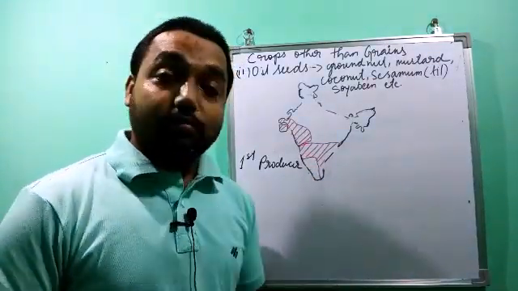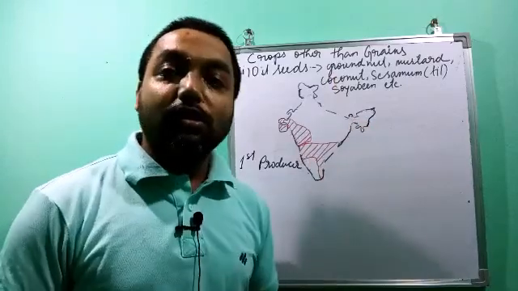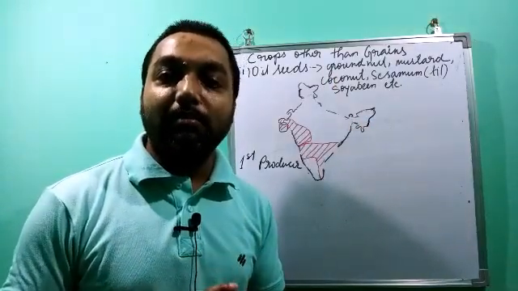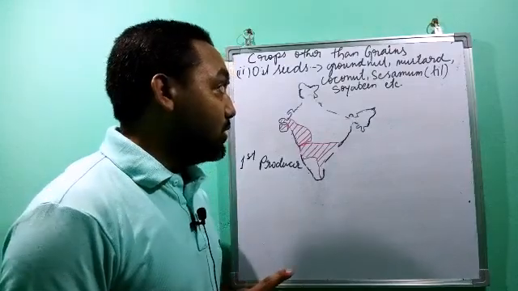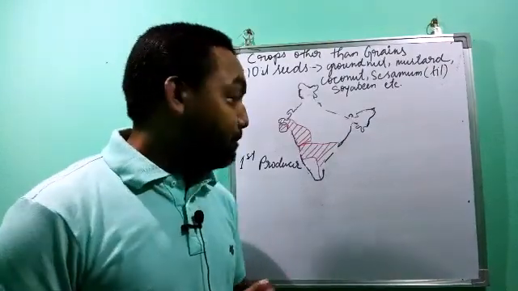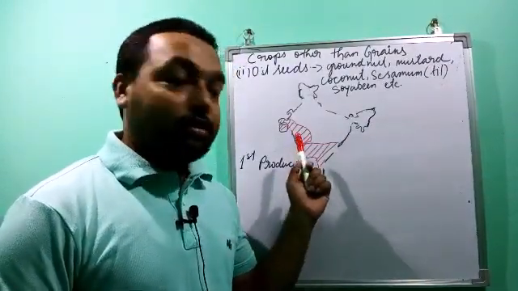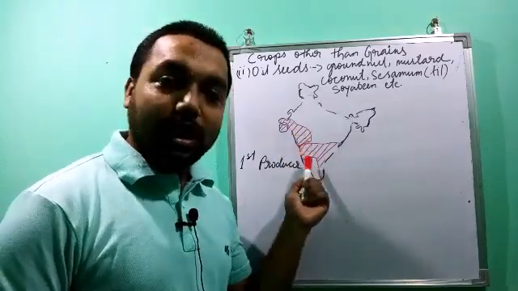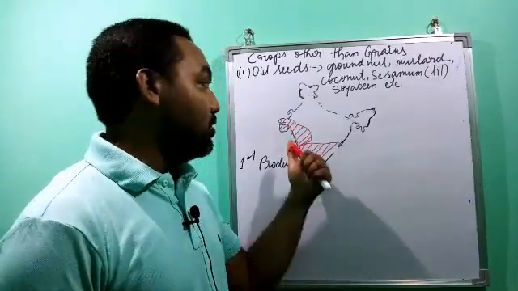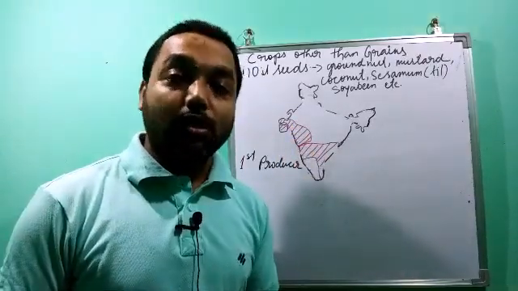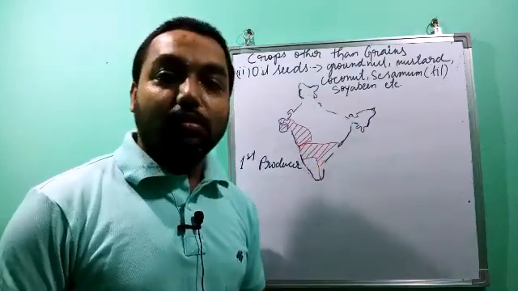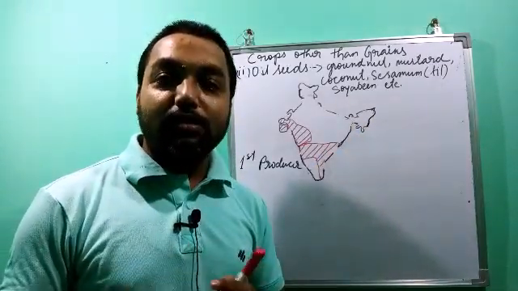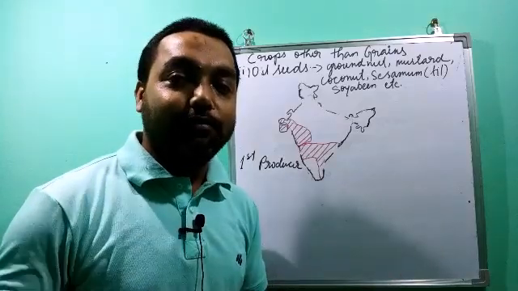Now first we see groundnut. Groundnut is the most important oilseed among all the oilseeds. Groundnut is produced mainly in Andhra Pradesh. Apart from this, Tamil Nadu also, Karnataka also, then Maharashtra and Gujarat. These are the important states where groundnut is produced. Apart from that, other oilseeds are grown in different parts of India, and they are equally distributed everywhere.